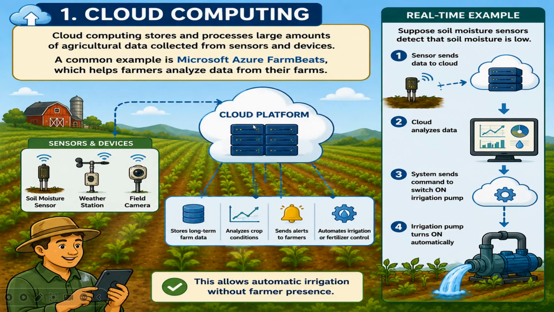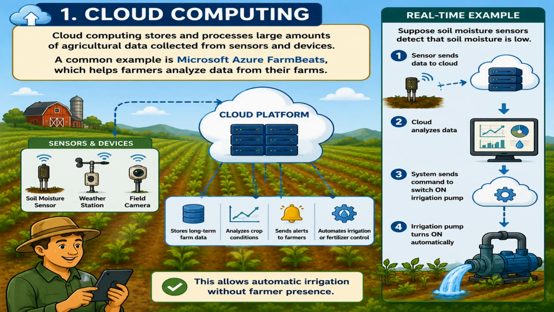So the collected data is then sent to the cloud platform through the internet, and the cloud platform performs several important functions. It stores the long-term farm data, analyzes the crop conditions, sends alerts to the farmers and can automatically control irrigation and fertilizer systems, so that the farmers can access this information using their smartphones and monitor their farms remotely.